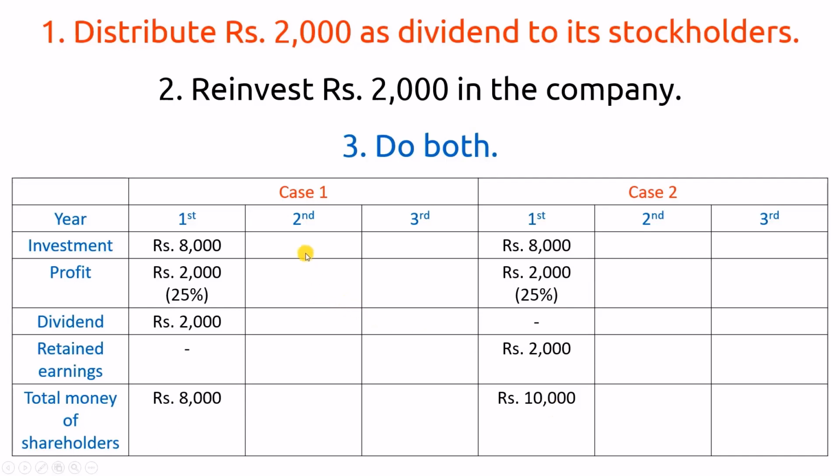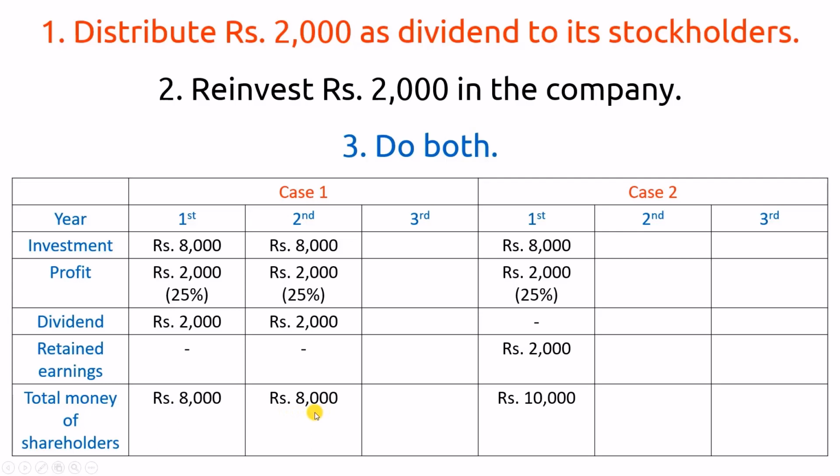Now let us see what happens in the second year. In the second year, once again, investment is 8,000. This has not changed. 2,000 is profit. 2,000 is given as dividend entirely. Nothing is reinvested back in the company. So at the end of the second year, the total money of the shareholders is 8,000. Of course, the price of shares goes up, but let us say here it is the same.